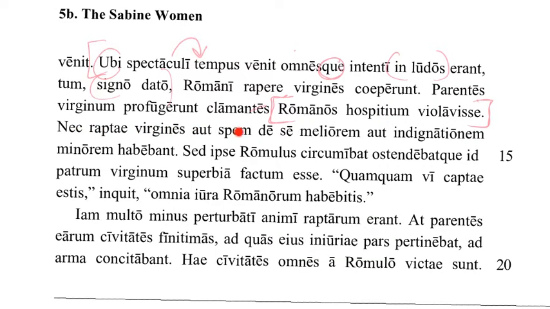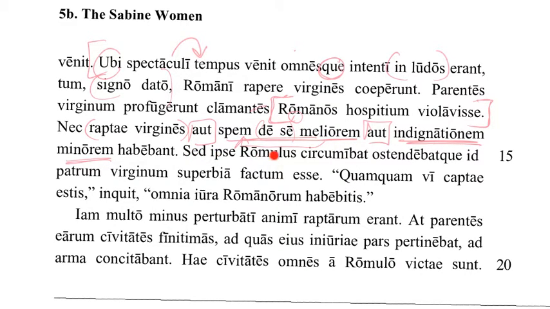Nec raptae virgines aut spem de se meliorem aut indignationem minorum habebant. Okay, we've got an and not, nec, and then over here, subject, raptae virgines, and we have aut, which is either or. So what are these two things connecting? Looks like they're connecting spem, which is a direct object. So we're probably connecting two direct objects. Let's see if that's right. Spem de se meliorum. So there's direct object 1. Melior goes to spem. De se, prepositional phrase inside direct object 1. And the direct object 2, another accusative, indignationem minorum. Again, minorum is an adjective, going with indignationem. And then, of course, habebant is your main verb. So we have raptae virgines habebant meliorum spem de se. They didn't have that, or they didn't have indignationem minorum.